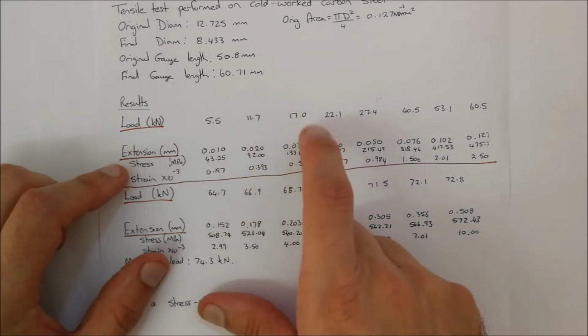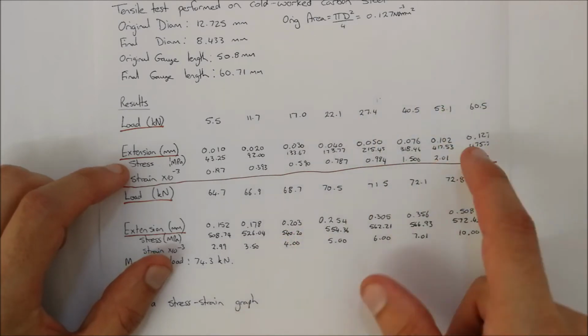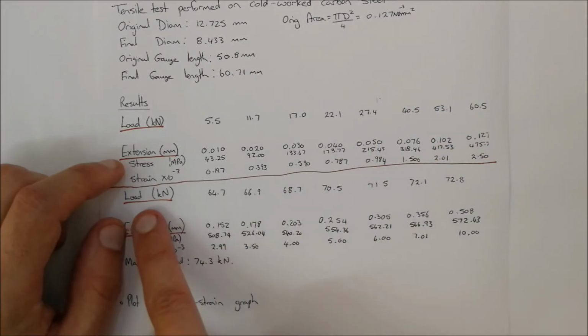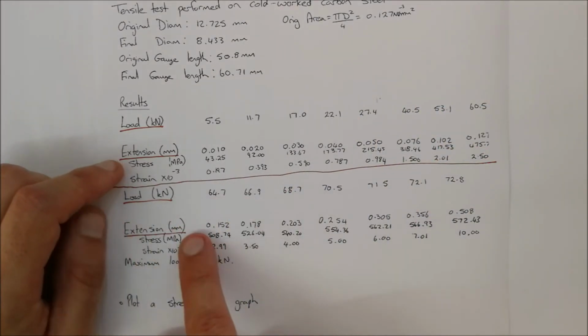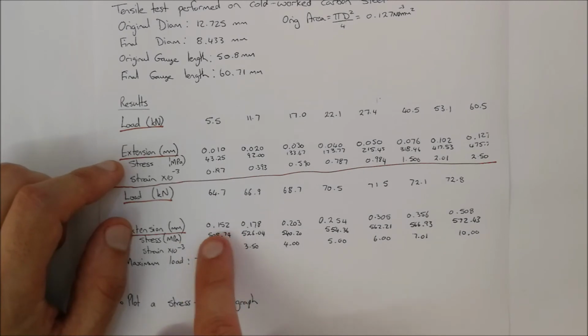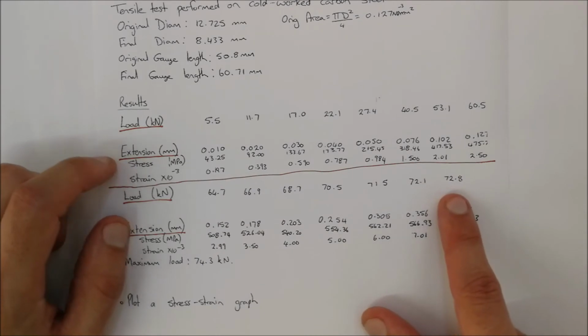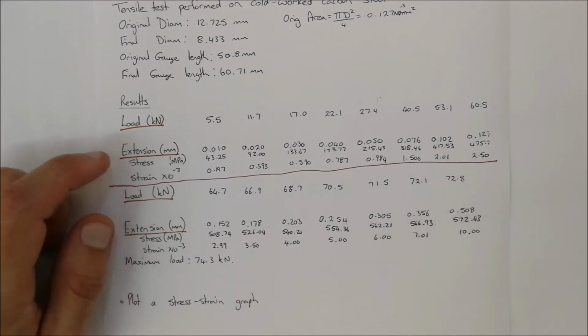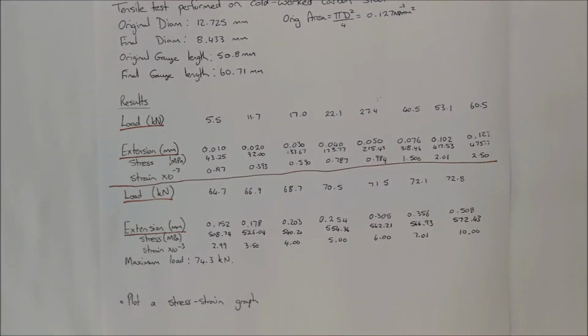So this information is supplied to you over there. And then it continues with, as the load goes to 64.7, an extension of 0.152, and it keeps on going up to 72.8 kilonewtons.